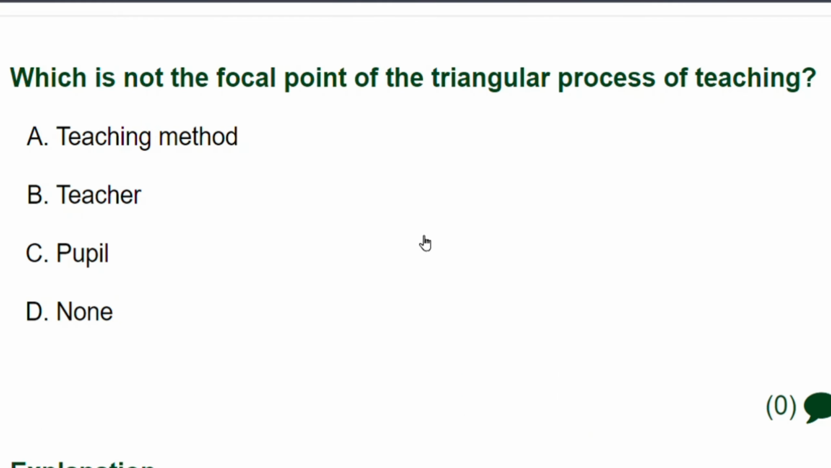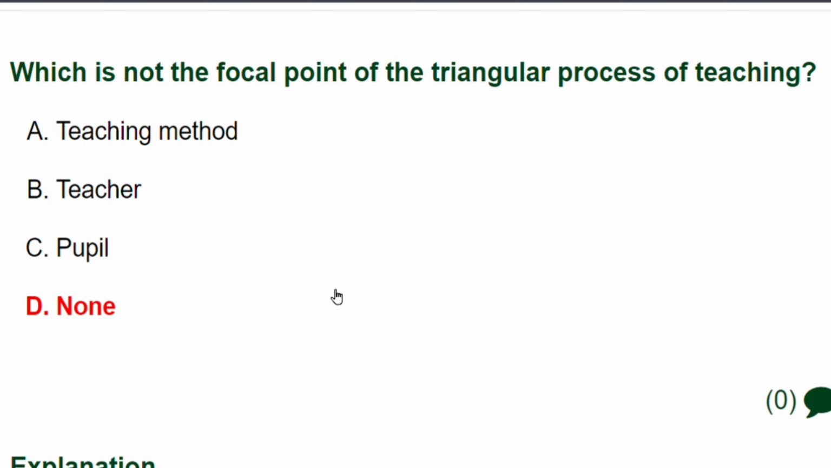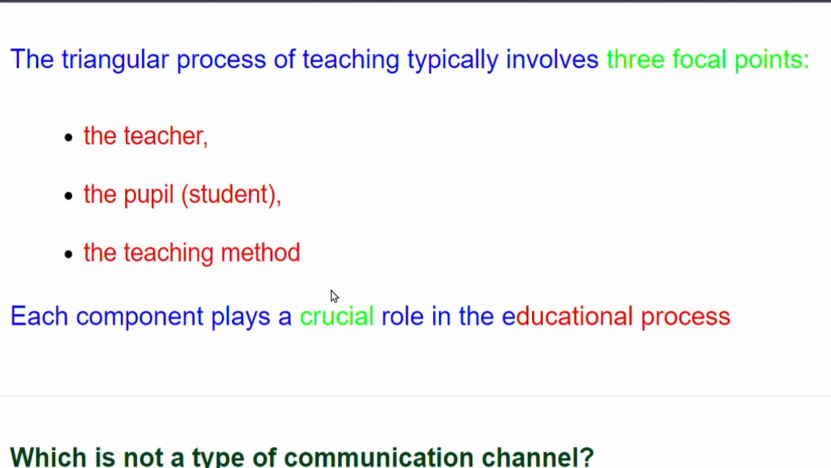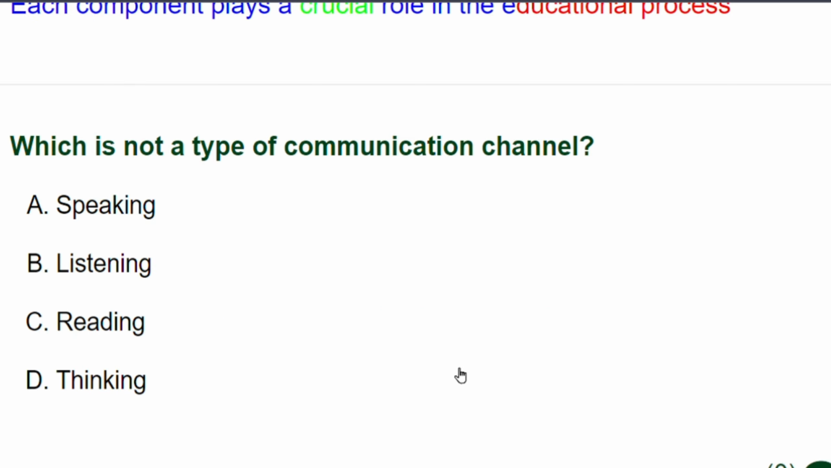Which is not the focal point of the triangular process of teaching? The triangular process of teaching typically involves three focal points: the teacher, the pupil, and the teaching method. Each component plays a crucial role in the educational process.